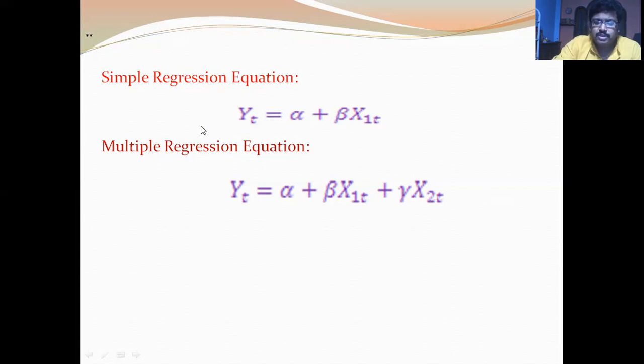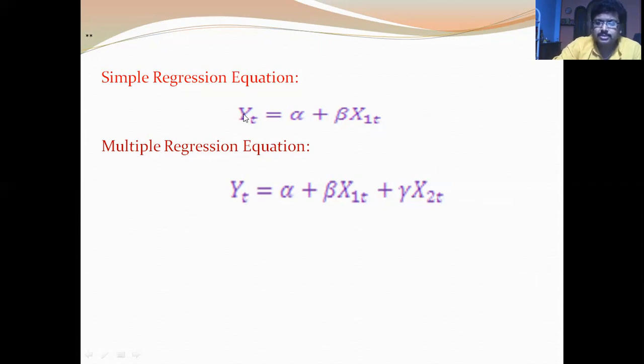Now, if there are a number of independent variables, if there is more than one independent variable, then we call it a multiple regression equation. This is a multiple regression equation where there is one dependent variable, yt, and one independent variable x1t and another independent variable x2t.